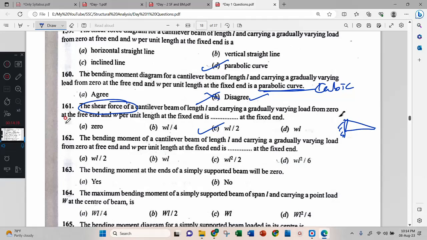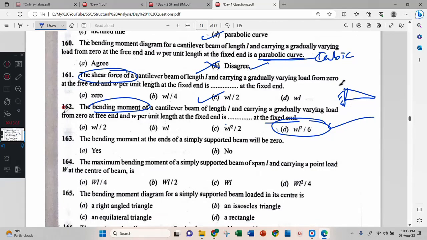Next. Bending moment diagram. Same thing. Bending moment diagram for a cantilever length L, fixed at its free end, fixed end... correct? WL square by 6.